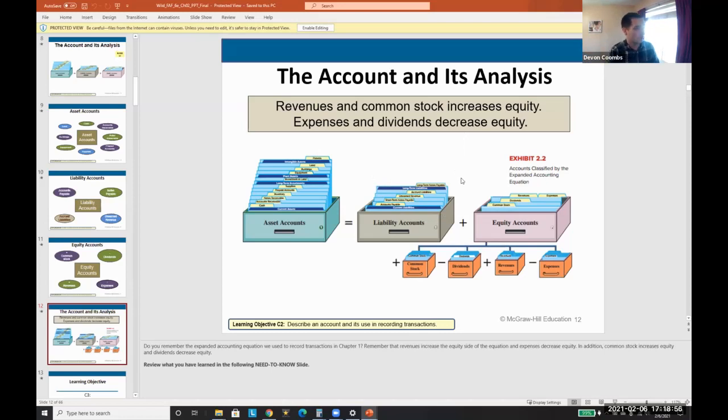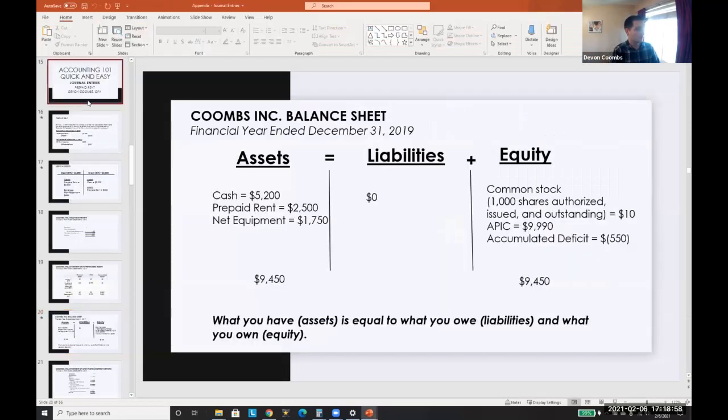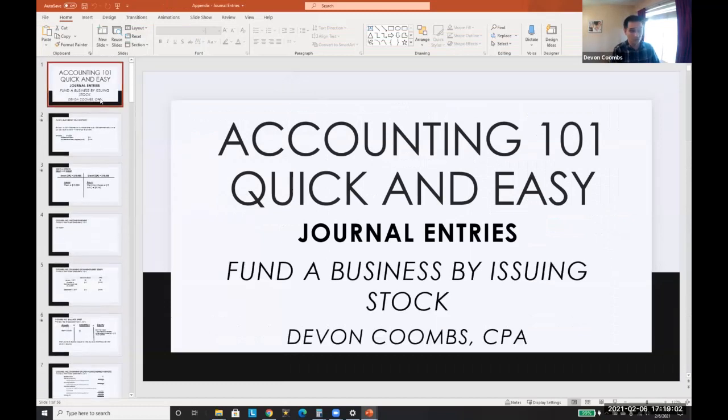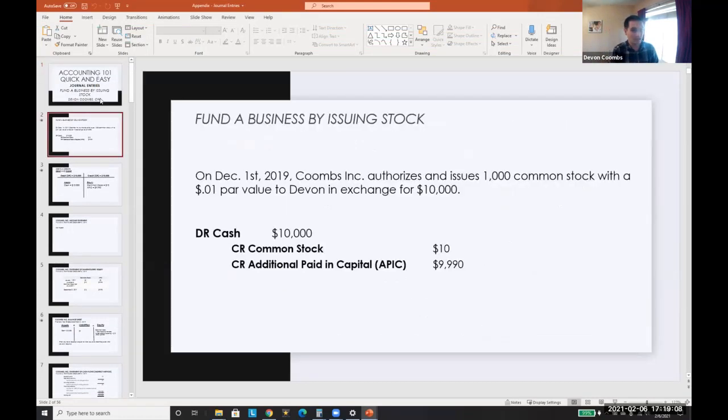So this goes to my other slides here, right? So we can go through a quick example of what this would look like from a journal entry. I'm going to go over journal entries in detail, but I want you to see how this all ties together. So let's do this with a business. Remember the business entity principle, a business is separate from its owner. So let's say I authorize the issuance of 1,000 common stock with a 1 cent par value in exchange for $10,000.